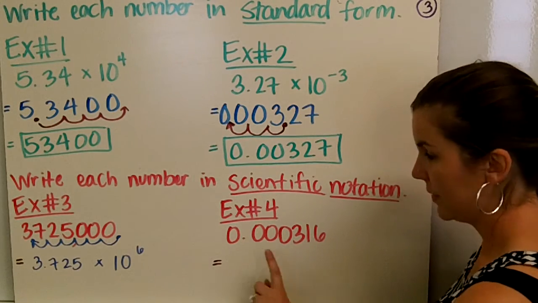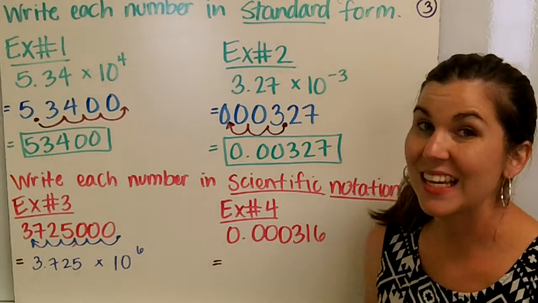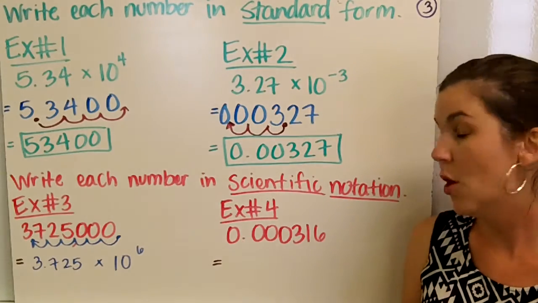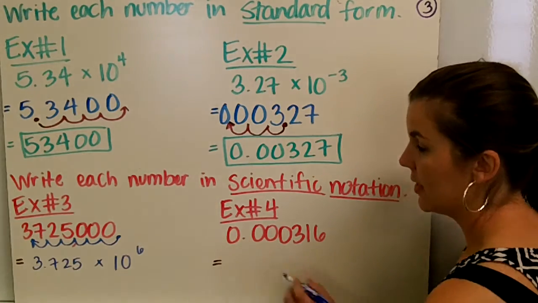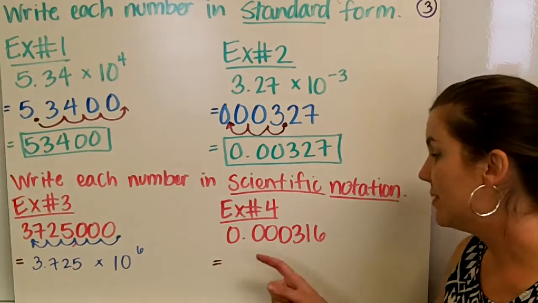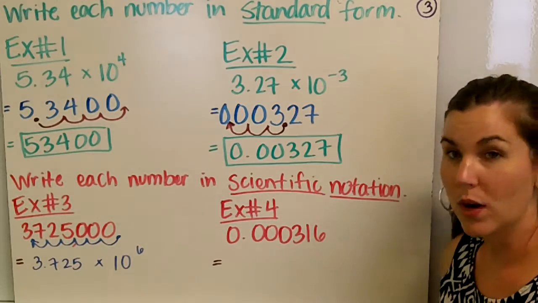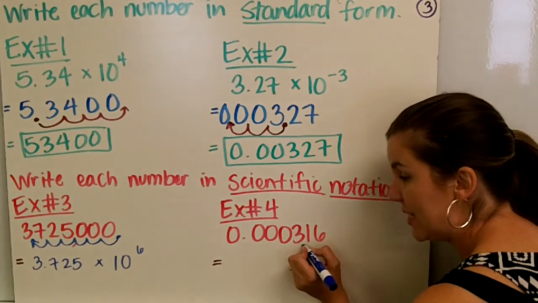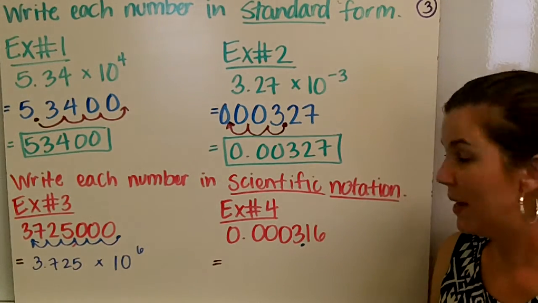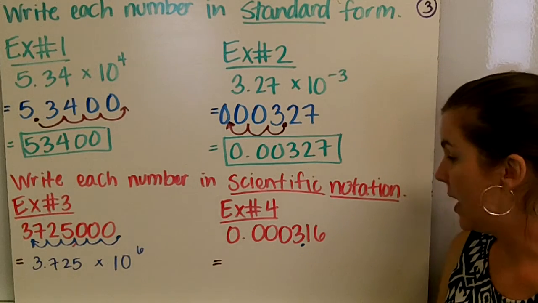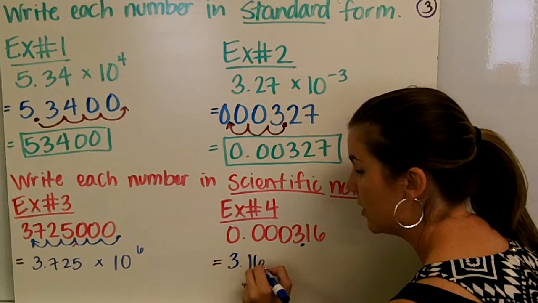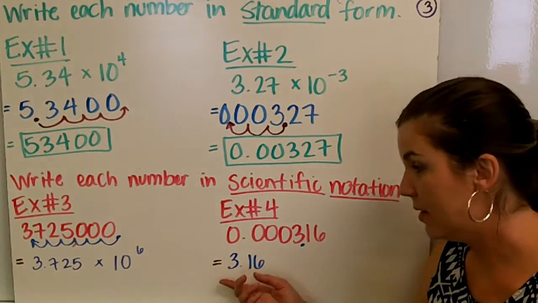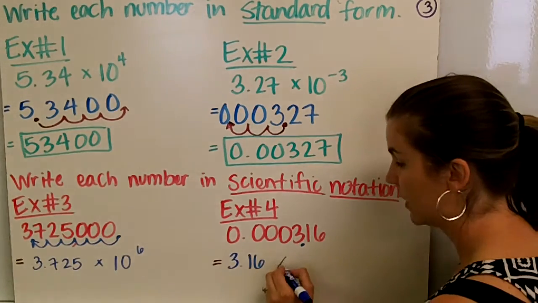Example number 4. This number is smaller than 1, so that's a key that I'm going to have a negative exponent when I write it in scientific notation. Find the decimal. Here it is. The decimal needs to be such that this number is between 1 and 10. So the decimal needs to be behind the 3, but between the 3 and the 1. So our new number would be 3 and 16 hundredths. That number is between 1 and 10.